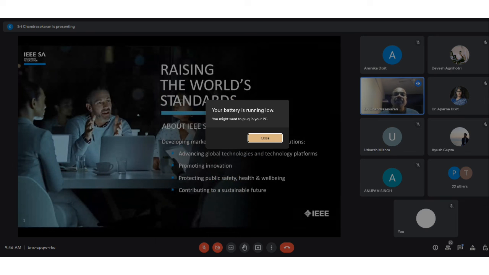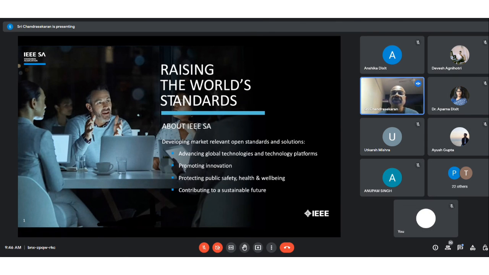The whole purpose of all this is we want to promote innovation, but when we do that, we want to do it in a meaningful way. We want to protect the public safety, health, and well-being of the people.